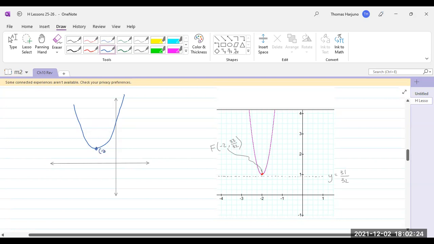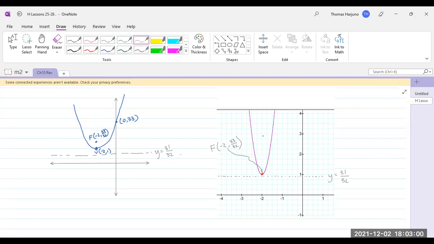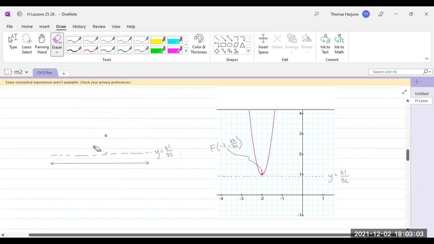So you say the vertex here is -2, 1. This one is 0, 33. And this one here is the focus. This is the vertex, right? The focus is -2, 32. And then the directrix is y equals 31/32. Because you don't draw it to scale and you don't have graphing paper, even if you have graphing paper, it's so hard to put all the details, right? So write down the coordinates. Now that's for number 2.